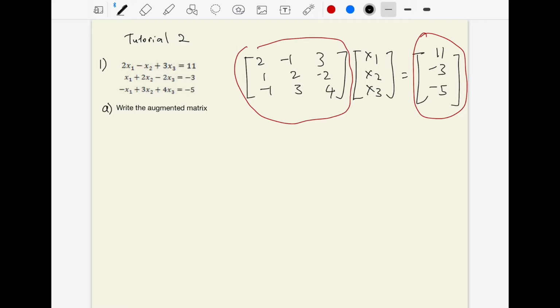So the answer will be 2, -1, 3 with 11, 1, 2, -2 with -3, -1, 3, 4 with -5. So this is the final answer of 1a.